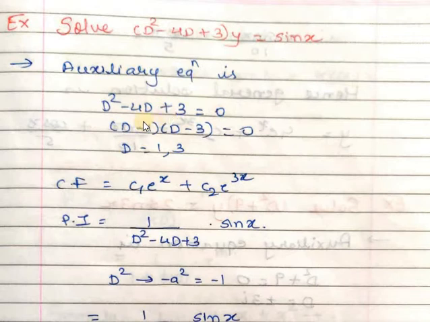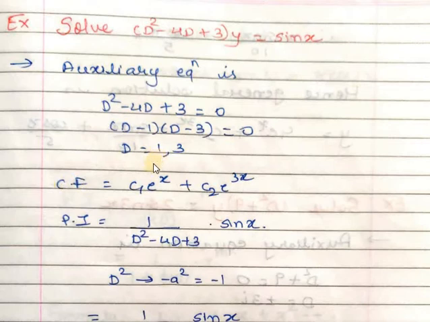Now we will have to factorize this. If we factorize this, then it will be (D − 1)(D − 3) = 0. So here the value of D will be 1 and 3. So here the roots are real and different. So case 1 of CF is applied.